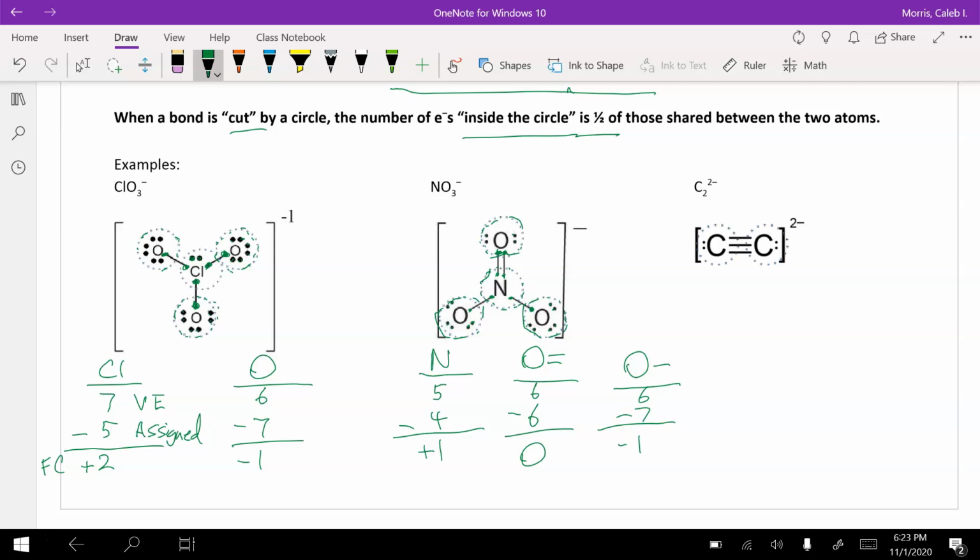All right, and then finally, C2 2 minus. It's got this triple bond. Looking at the circle, I've got 1, 2, 3, 4, 5 and 1, 2, 3, 4, 5. All right, let's decide what our formal charge is. Carbon has 4 valence electrons since it's in group 14, minus 5 assigned electrons, 1, 2, 3, 4, 5, so it's got a formal charge of -1. That's how you find formal charge.